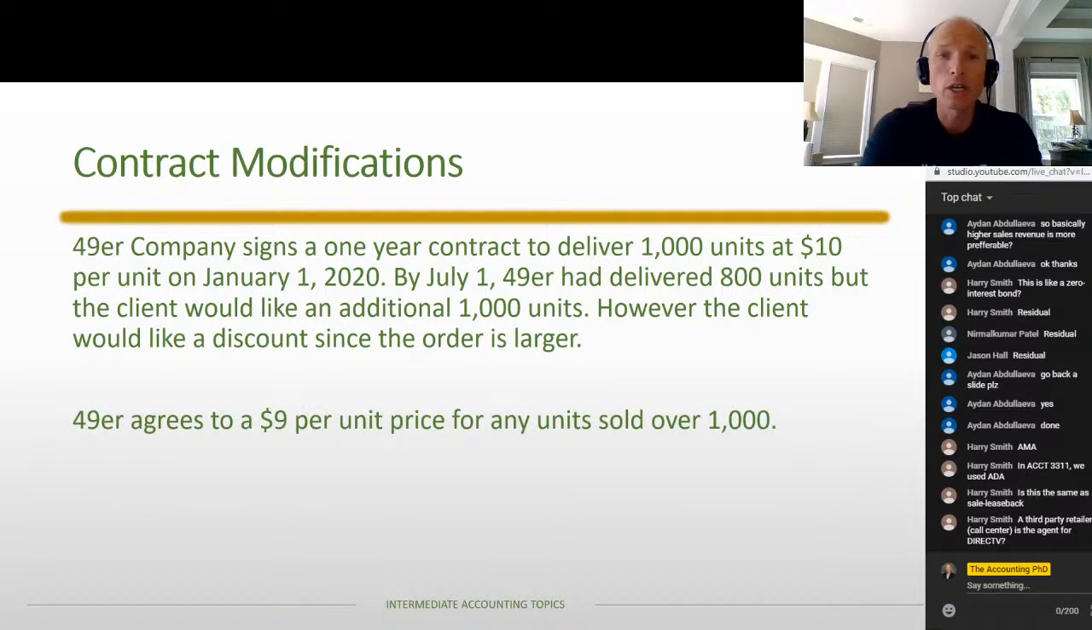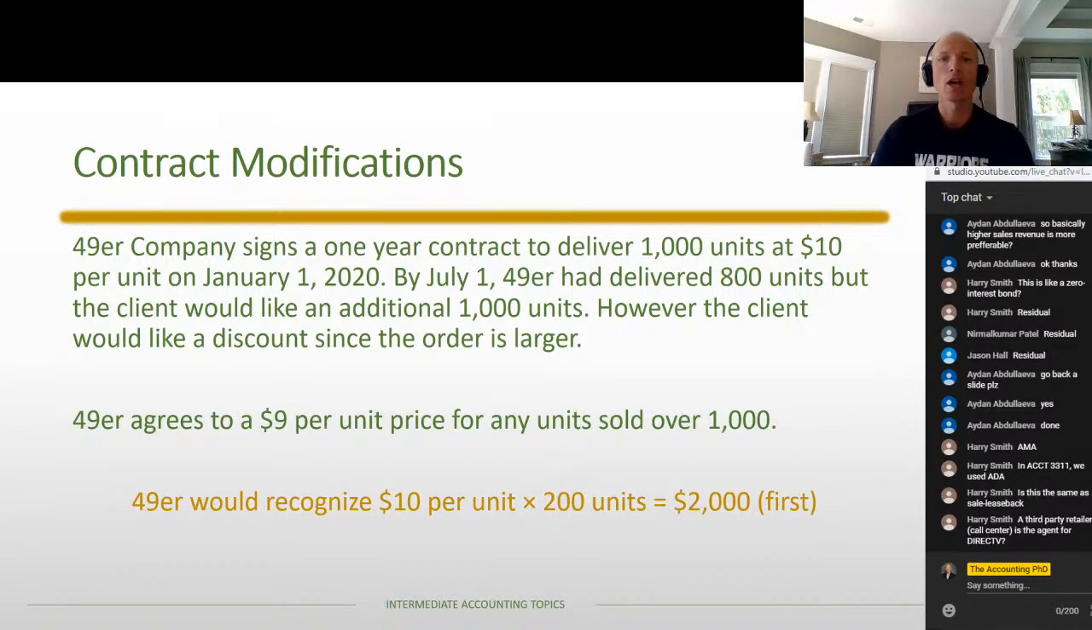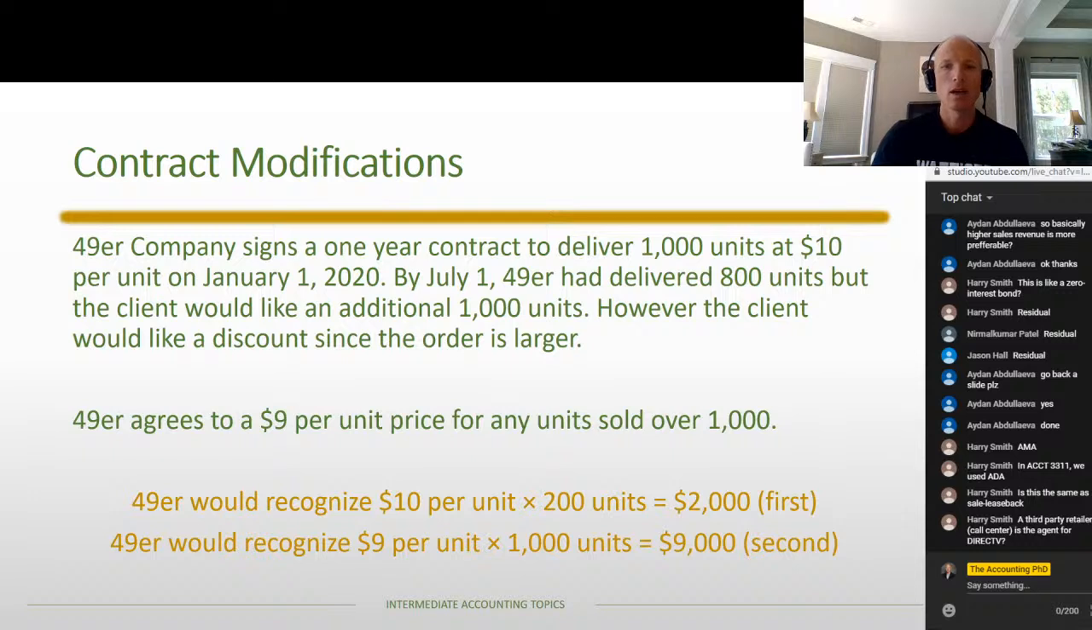So if 49er agrees to a $9 per unit price for any unit sold over 1,000, then 49er would recognize $10 per unit for the remaining 200, the first 200. So basically, we've hit our 1,000, and then the additional 1,000 units would be priced at $9. So that'd be $9,000 for the remaining 1,000 units.